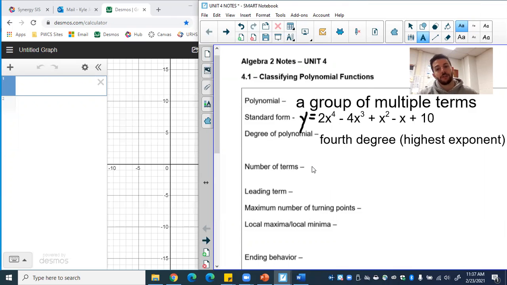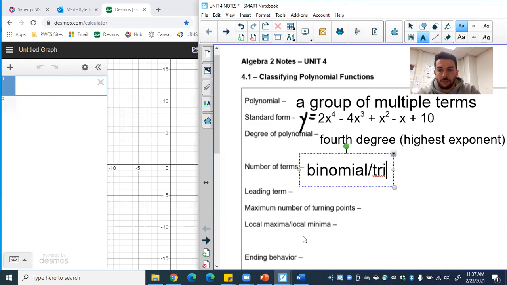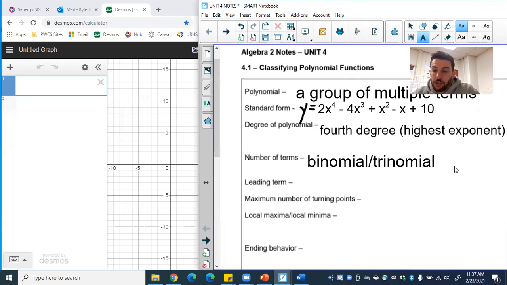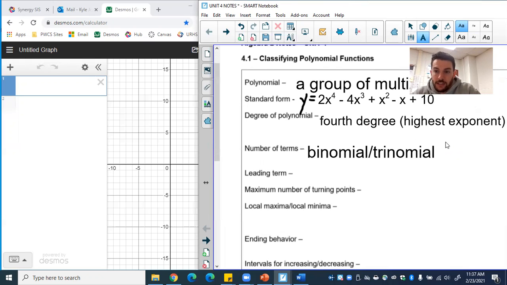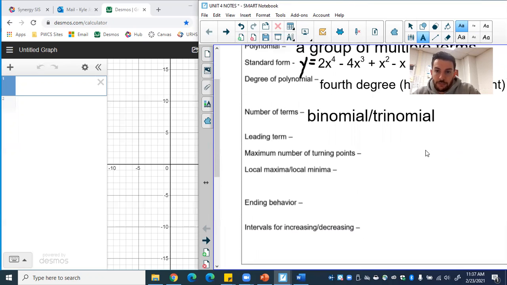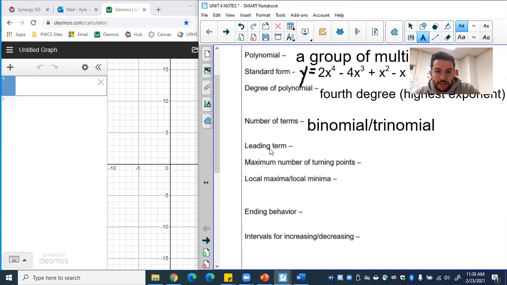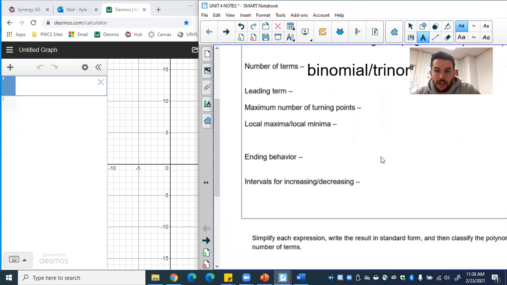And then in terms of the number of terms, we have a binomial or a trinomial with 2 or 3 terms, and after that you could say with 4 terms, with 5 terms, whatever. So there are lots of different ways we can name these polynomials based on how many terms there are and what their highest exponent is. There are a couple of things in here I'm not going to go over, just for time and brevity.